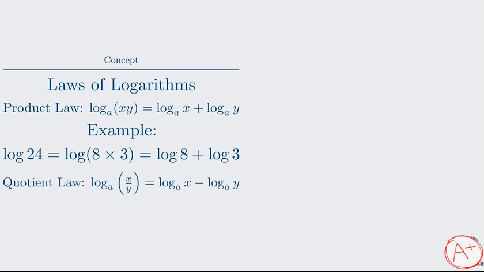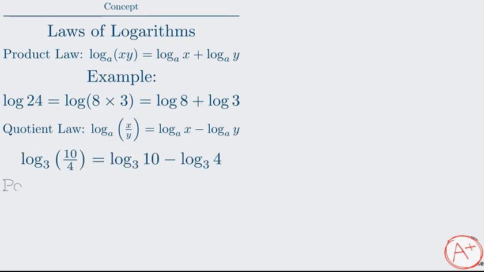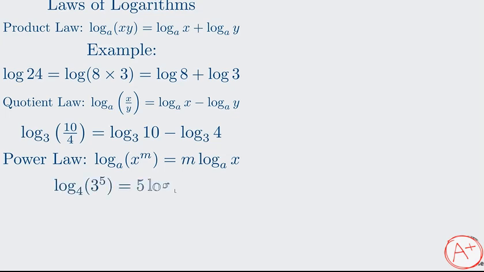Second is the quotient law. The log of a division is the subtraction of the logs. So, log base 3 of 10/4 becomes log base 3 of 10 minus log base 3 of 4. Finally, the power law. This is perhaps the most powerful tool for solving equations. It allows you to move an exponent down to become a multiplier in front of the log. Notice how log base 4 of 3 to the 5th power becomes 5 times log base 4 of 3. This effectively brings the variable down to earth when the variable is in the exponent.